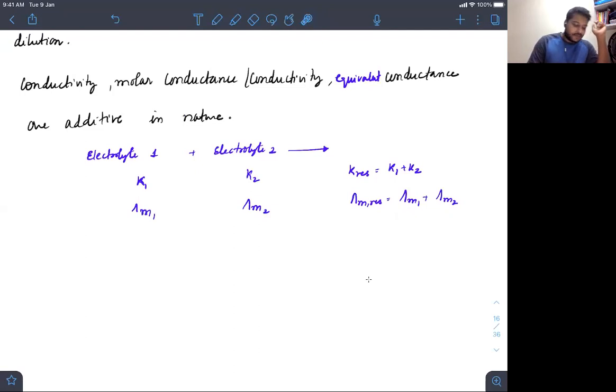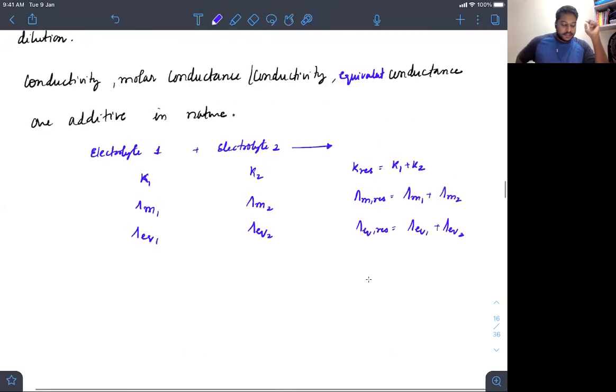Same is the case with equivalent conductance. If you have equivalent conductance here, the resultant equivalent conductance is also additive in nature. Got it? So conductances are usually additive. Resistances are not additive like this, as you have seen even in metallic conductors. We cannot easily add resistances. That depends upon the type of current which is flowing, right?